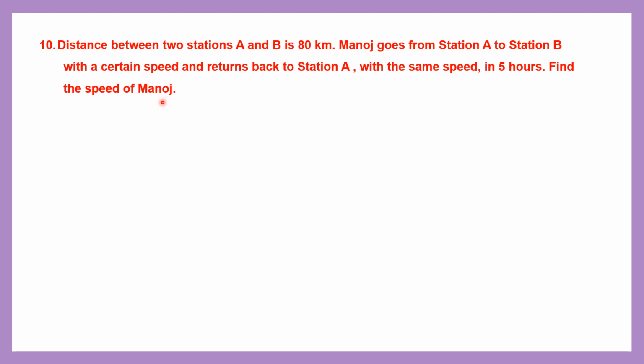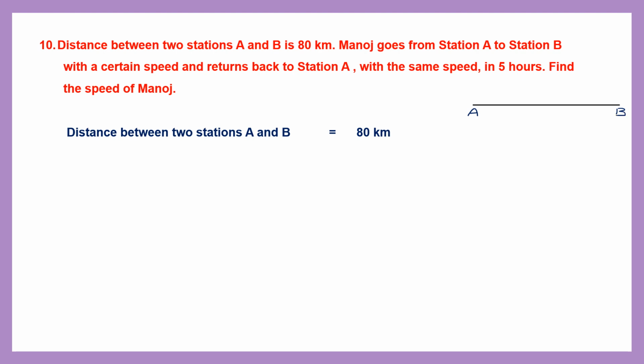So let's go slowly. Now here, what is given to us? The distance between two stations A and B is given to us as 80 kilometers. Now let's take this as station A. Let's make the station A and this station B. Now what does it say? It says the distance between the two stations, between A and B, the distance is 80 kilometers.